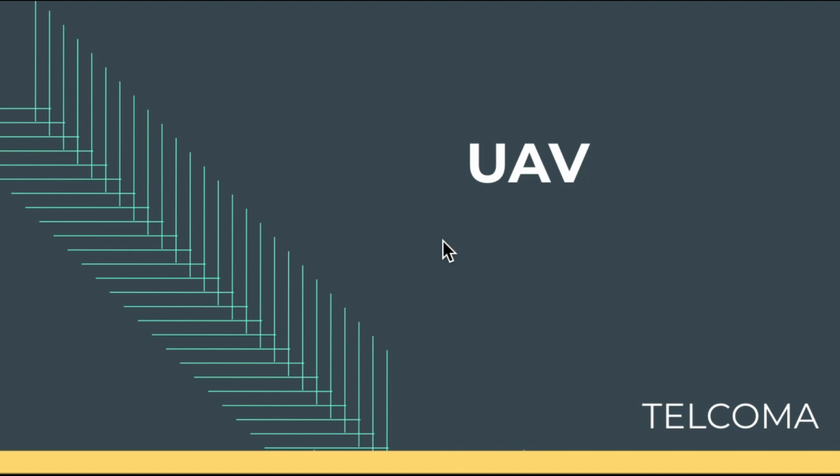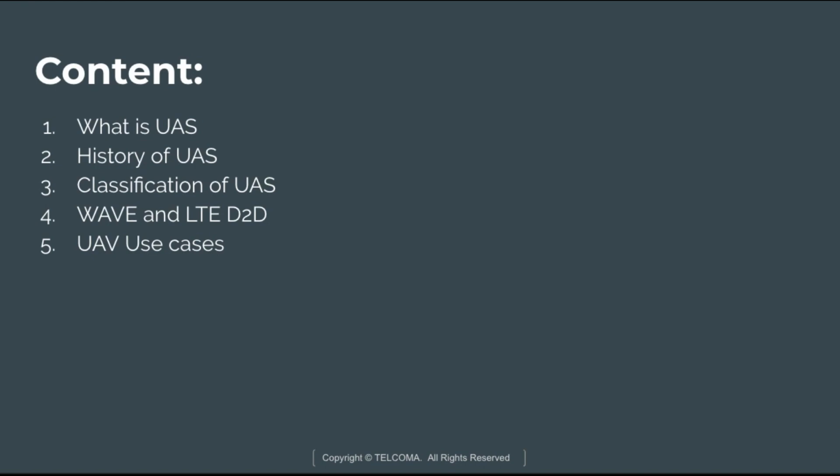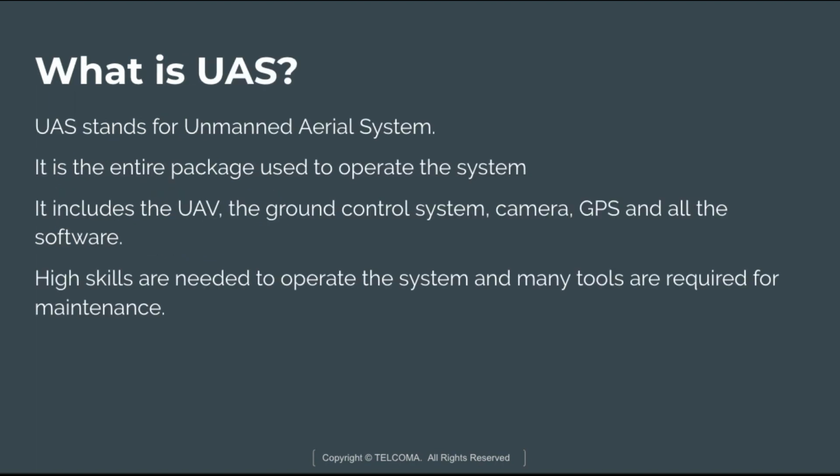So our first chapter is UAS. In this chapter, we will discuss what is UAS, the history of UAS, and the classification of UAS. Then we will discuss two technologies, Wave and LTE device to device, and then we will discuss the UAV application. Starting with the very first, let's discuss what is UAS.